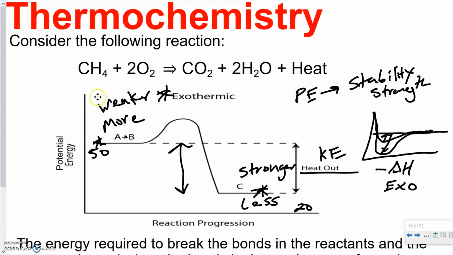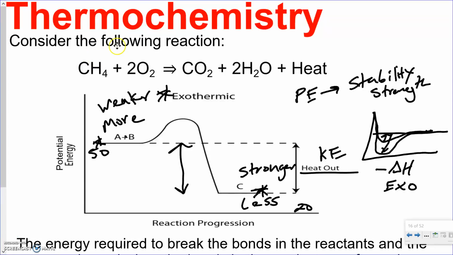Okay, so just kind of recapping, what does exothermic look like? Exothermic has a higher potential energy to start with, lower potential energy to end with. And remember what that's showing is stability. Higher potential energy is less stable, therefore weaker overall bonds. Lower potential energy is more stable, therefore stronger bonds. So on average, the bonds of the reactants are weaker than the bonds of the product.